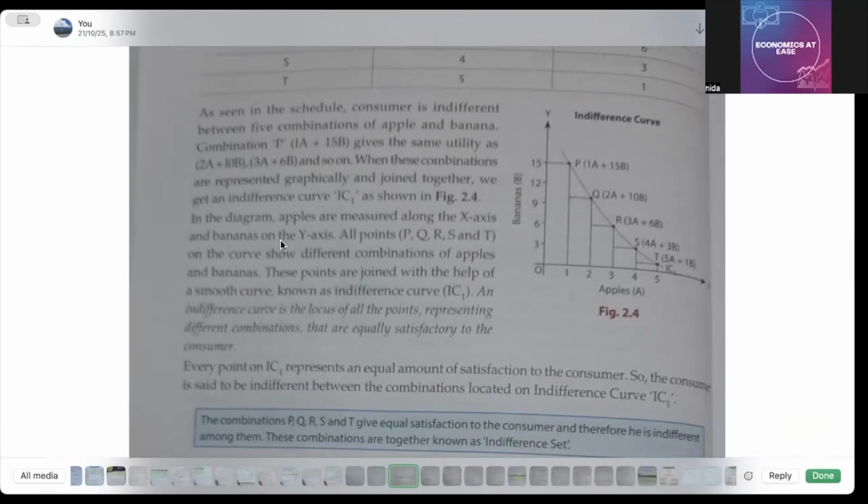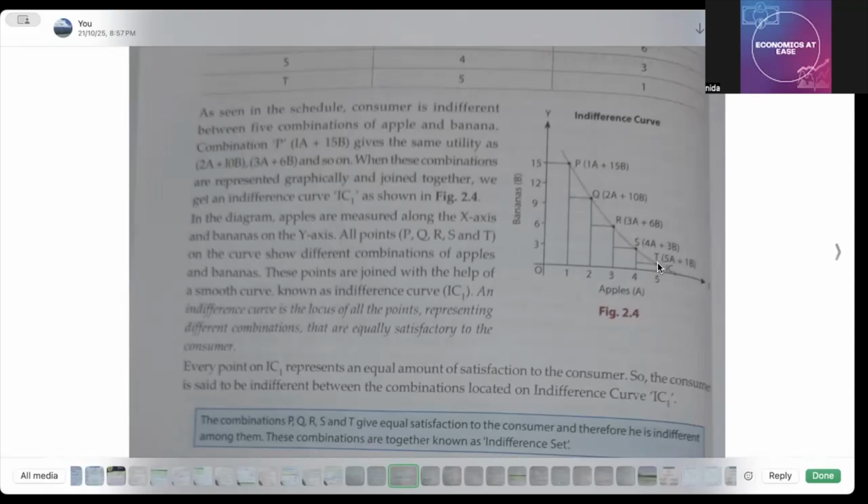Apples are measured along the x-axis, and bananas are measured along the y-axis. All the points, P, Q, R, S, T, as you can see, on the curve show different combinations of apples and bananas. These points are joined with the help of a smooth curve known as the IC curve. So this is all you have to explain. You don't need to go into much detail, just give the simple meaning. Then you need to draw this diagram.